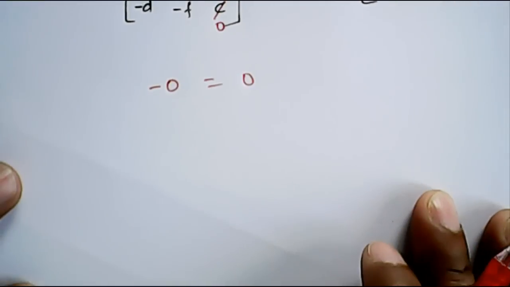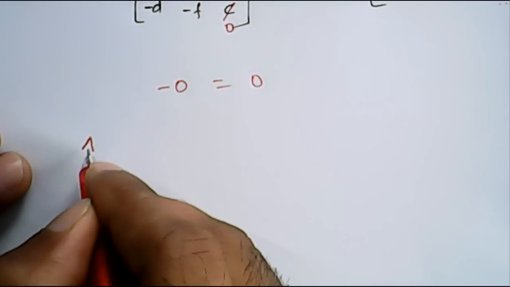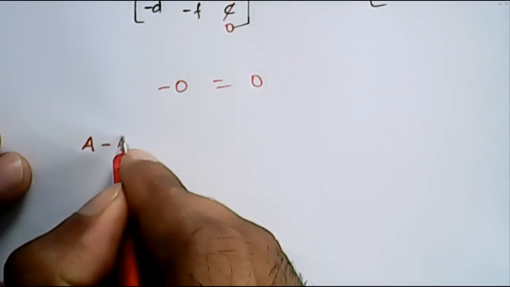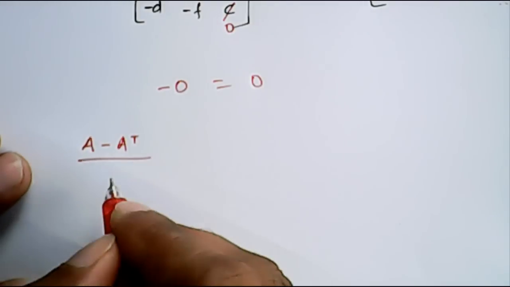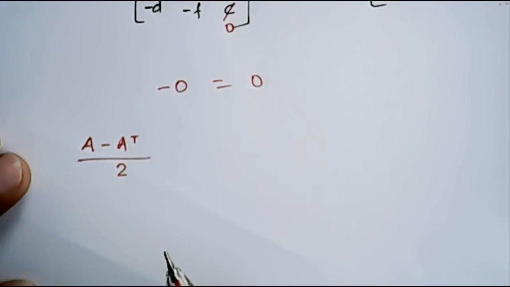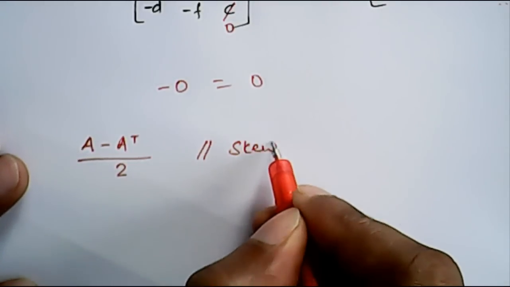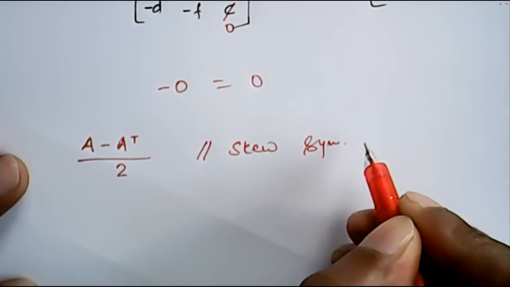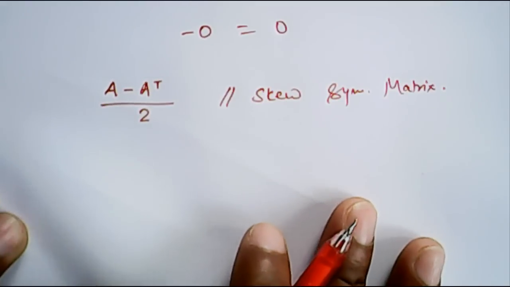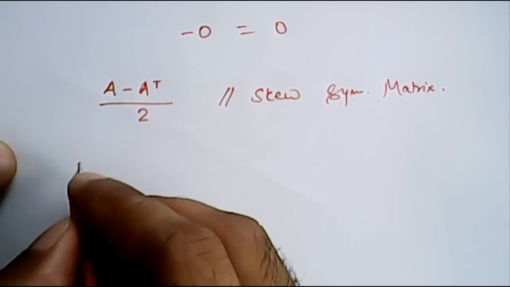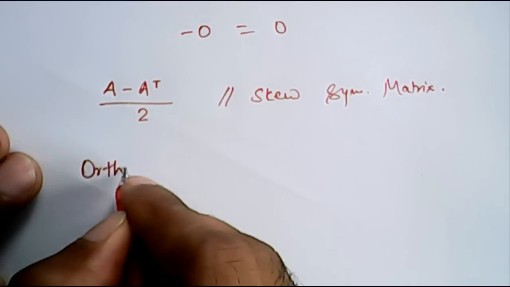Now we have an obvious matrix which is skew symmetric. So for any matrix, if we have A minus A transpose upon 2, okay, then this will always be a skew symmetric matrix. Now we have to study again a very simple topic here, which is orthogonal matrix.